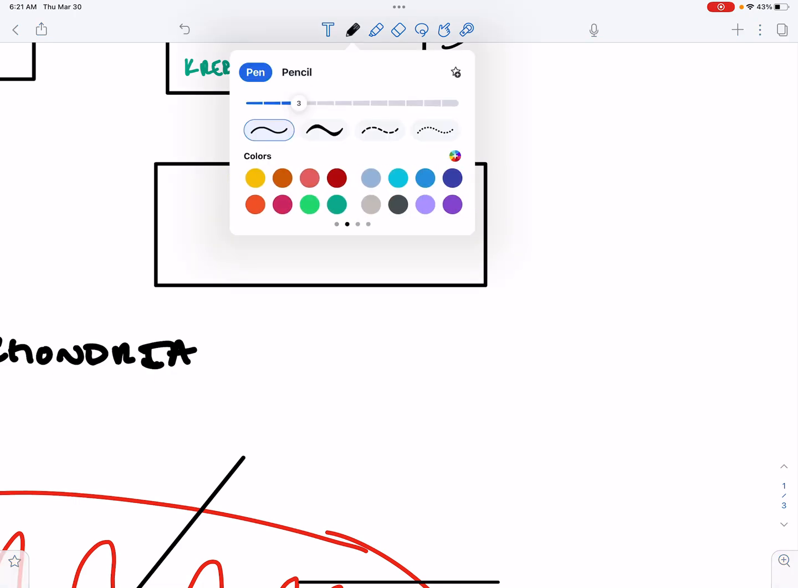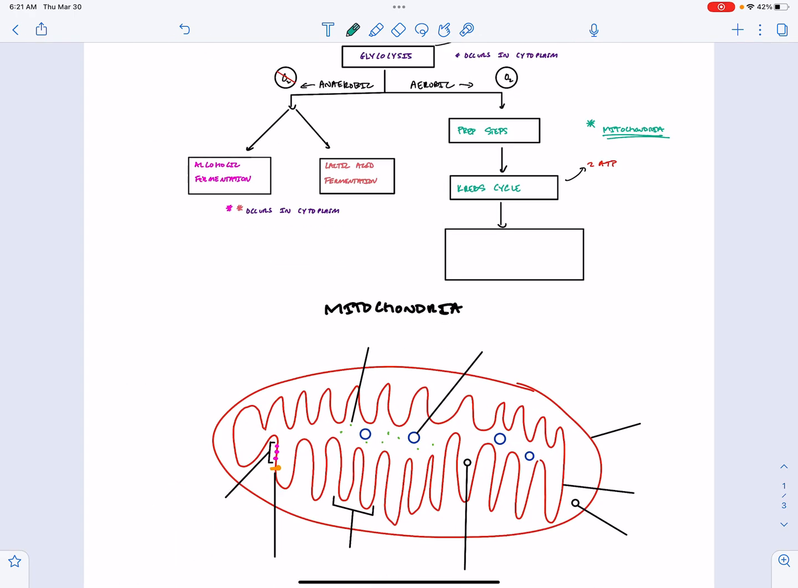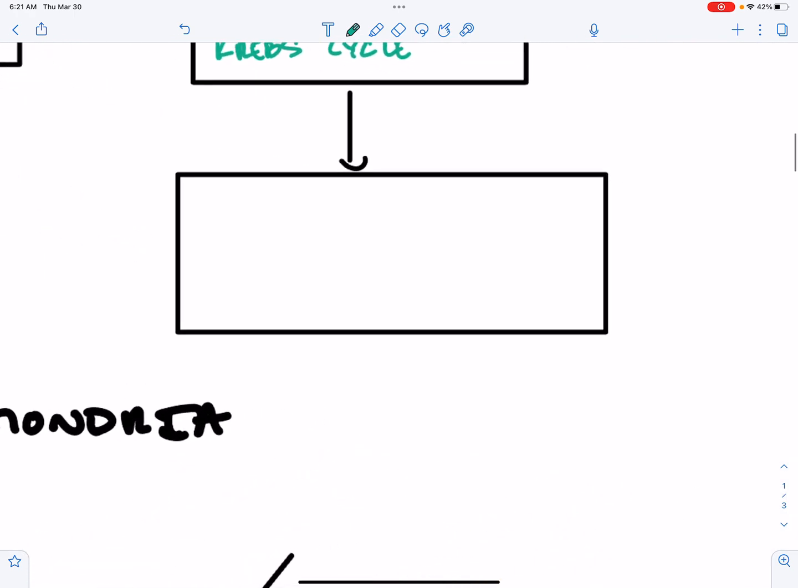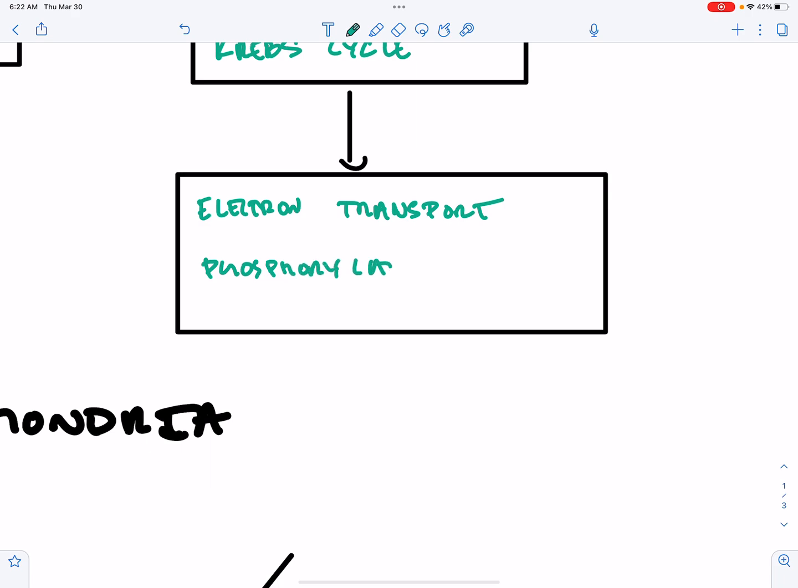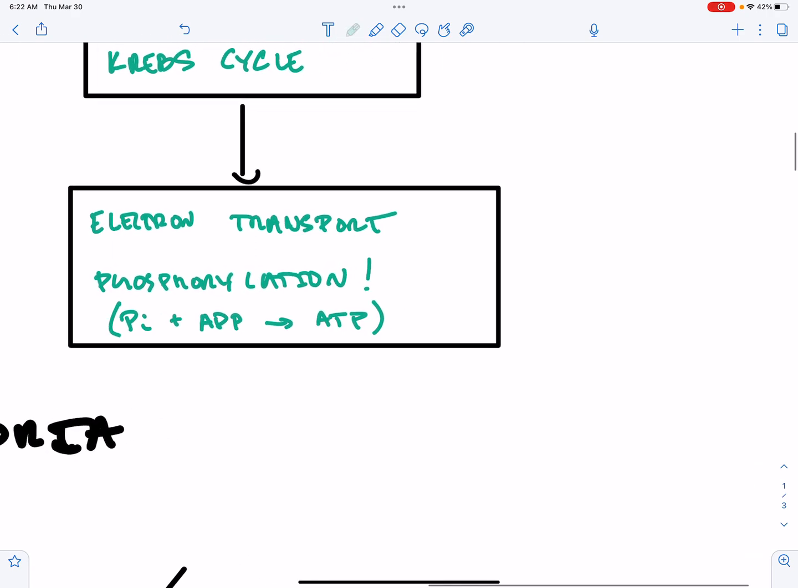And then the last part of the aerobic pathway is called electron transport phosphorylation. And you all now know this word, phosphorylation. You know this is when a phosphate group is added to something. And yes, here a phosphate group is added to ADP to make ATP.